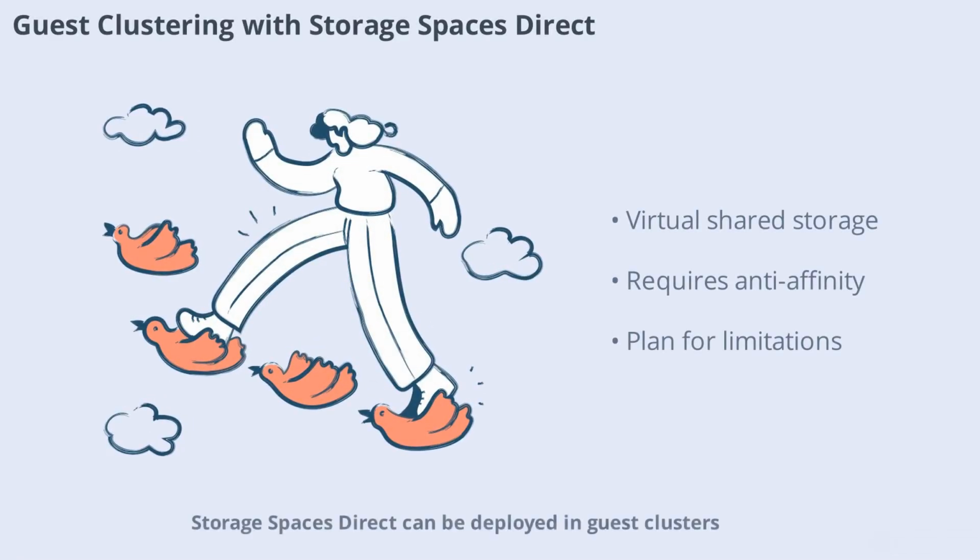Storage Spaces Direct can be deployed in guest clusters, providing virtual shared storage across VMs in private or public clouds. Guest clusters require at least 2 nodes, proper witness configuration, and supported storage technologies. Anti-affinity rules should be used to distribute VMs across hosts. While guest clustering offers high availability for virtualized environments, certain features like host-level snapshots are not supported. Careful planning ensures resilient and performant guest clusters.